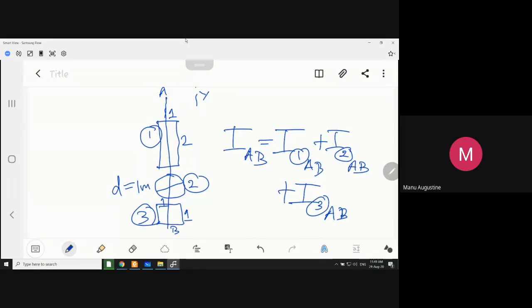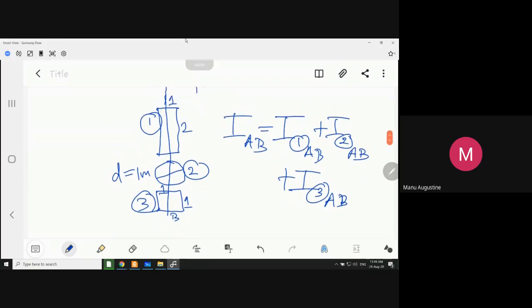So I will simply say, what is the moment of inertia of the rectangle about AB? Since I see that it is already passing through the centroid, I don't have any problem. I can simply apply the formula. What is I1AB? I will simply apply the formula of BD cubed by 12. And which side will be cubed? The side 1 will be cubed. So I will simply write 2 into 1 cubed by 12. This is the moment of inertia I1AB.